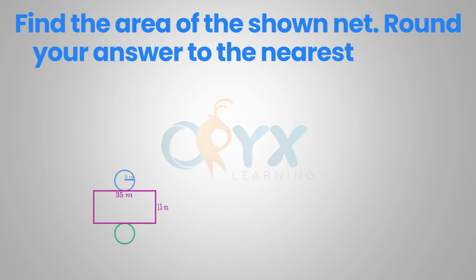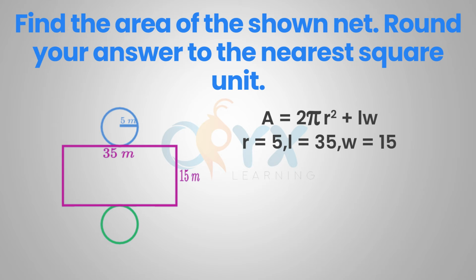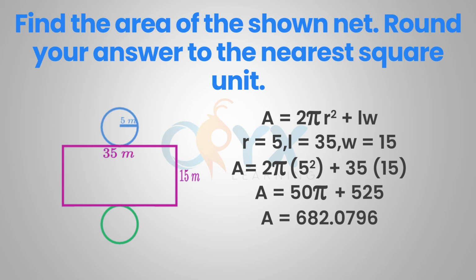Find the area of the shown net. Round your answer to the nearest square unit. Using the formula we just found, A equals 2 pi r squared plus LW, and knowing that the radius of the circle is 5, the length of the rectangle is 35, and the width is 15, we can substitute those values into the formula to get A equals 2 pi times 5 squared plus 35 times 15. This simplifies to A equals 50 pi plus 525. Multiplying 50 by pi and adding on 525 will give us an area of 682.0796. In the directions, it says round to the nearest square unit, so the area is approximately 682 meters squared.